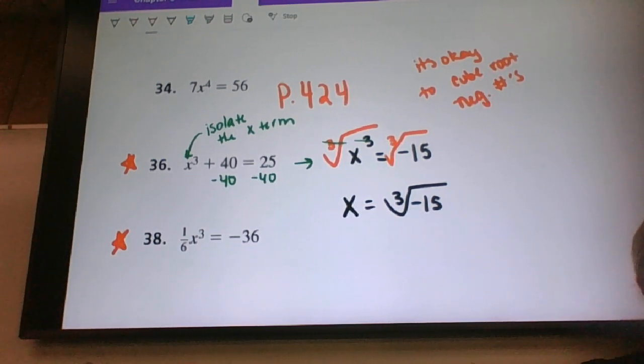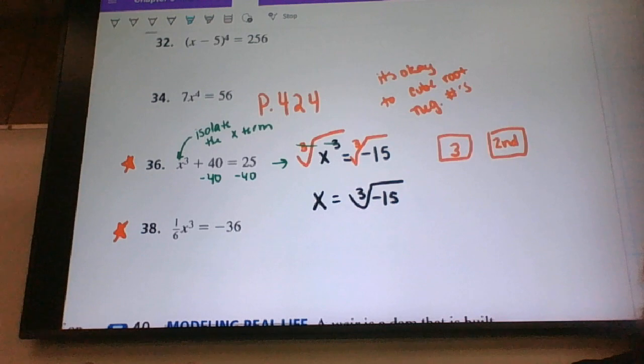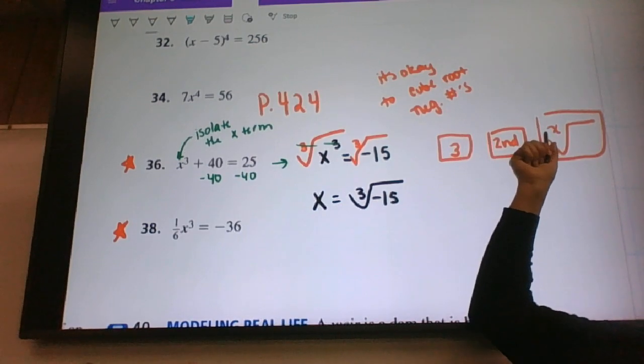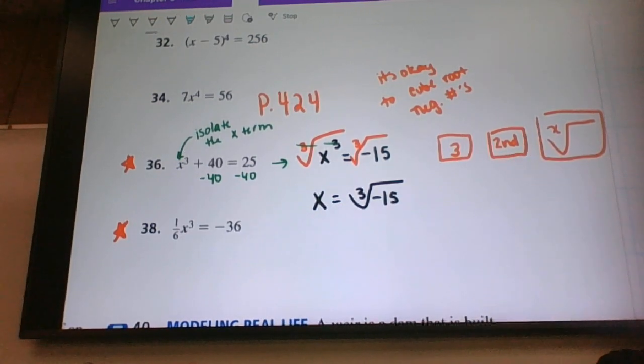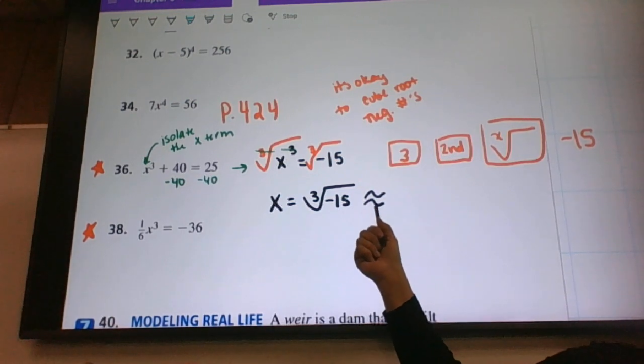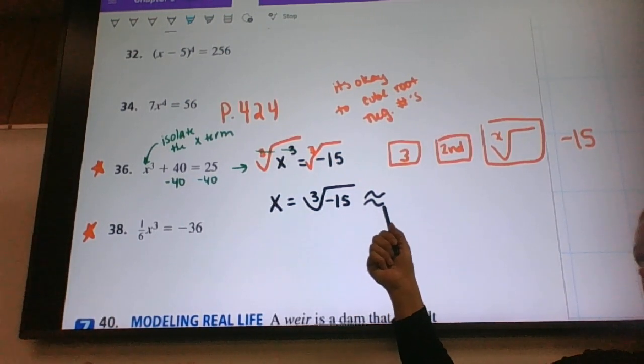Depending on the type of calculator you have, you're going to do 3 first, and then you're going to hit second, or sometimes it's called a shift key, and you have to find the button or the imprint that looks like this, that has an X or an empty box, and then you hit negative 15. And since we're going to a calculator, instead of doing a regular equal sign, I'm doing an approximate sign.